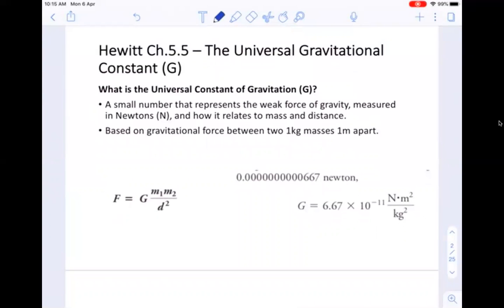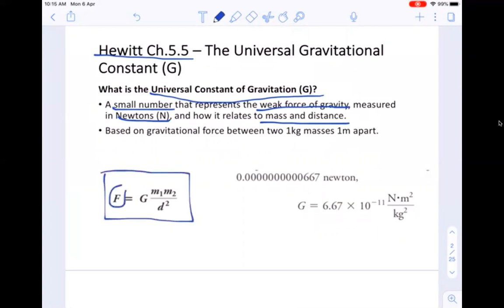So chapter 5.5 in Hewitt defines the universal constant of gravitation as a very small number that represents the very weak force of gravity, right? We often think gravity is very powerful, but it's actually technically a weak force. It also brings newtons into the equation, which is the unit used to measure force. And again, it relates it to the mass and distance equation that we saw from Newton earlier, right? We've talked about this before, you've read about this.